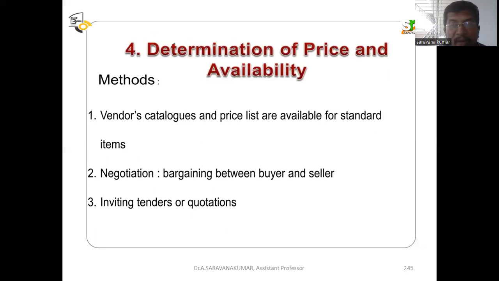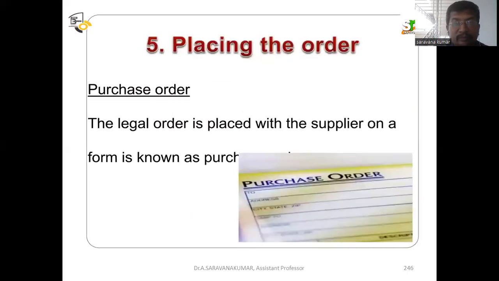Determination of price and availability. What are the methods? Vendors' catalogs and price lists are available for standard items. Negotiation, everyone knows, because if you are going to purchase anything, definitely we need negotiation. It's a bargaining between the buyer and seller. Inviting tenders or quotations also: if you are going to order a huge product, we give tenders or quotations.